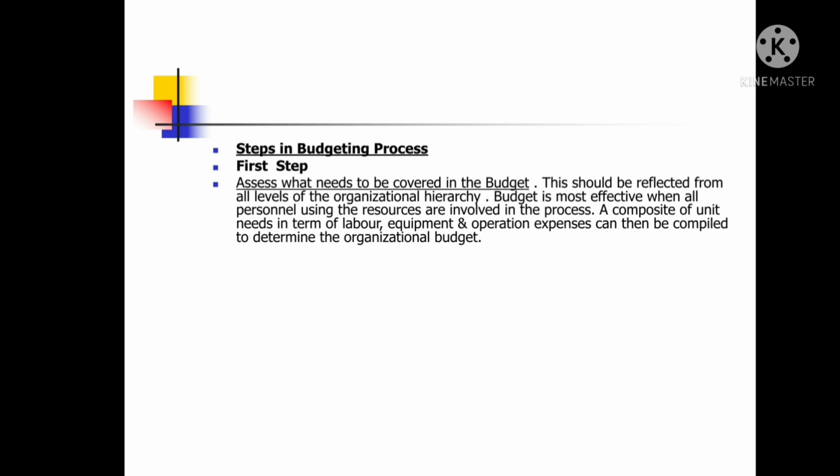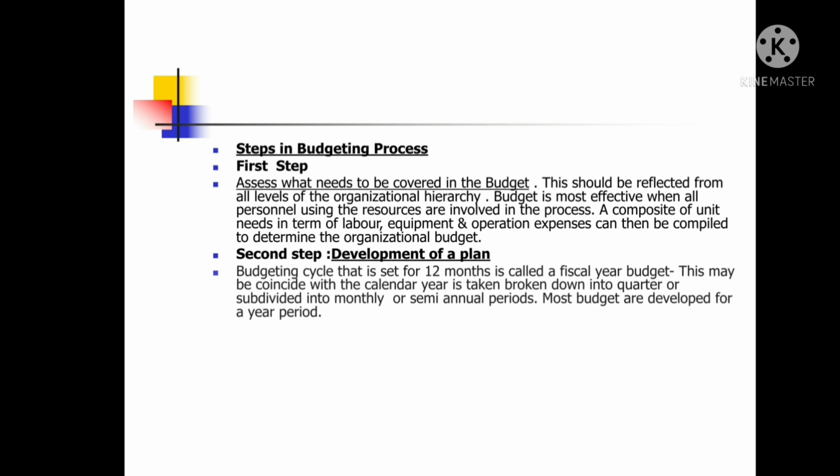Then budgetary process steps: assess what needs to be covered in the budget, that is the first one. The hierarchy of the organization, what all resources to be included. And then the second one is the development of a plan for the 1 year financial year or fiscal year budget. Then we can make it a semi-annual period or quarter, like that we can develop for a year, according to the need of the organization.